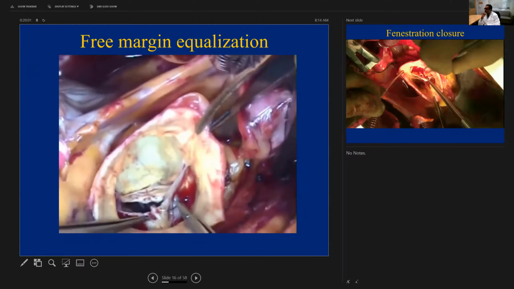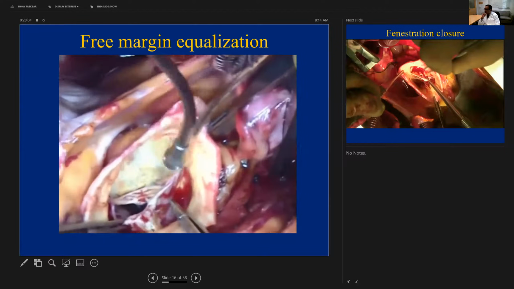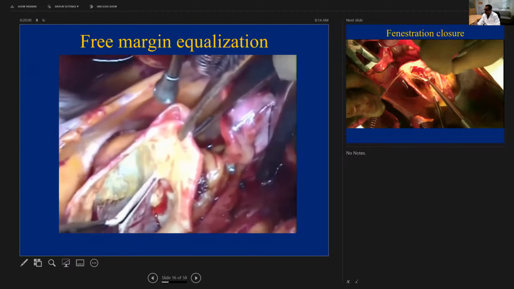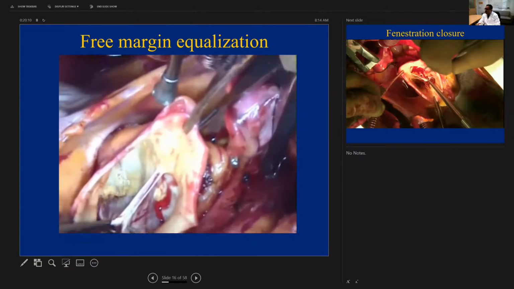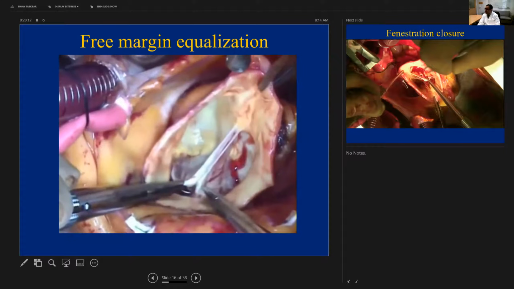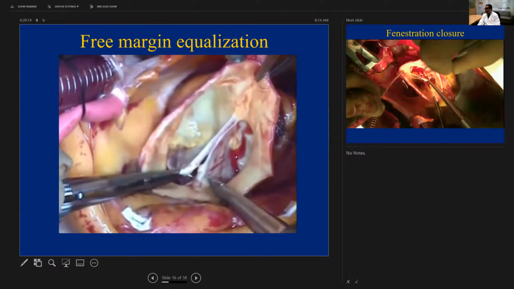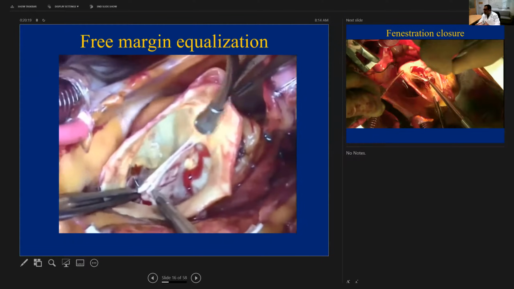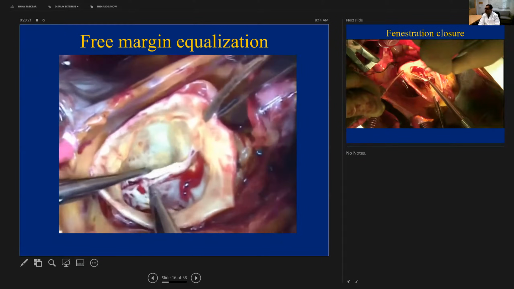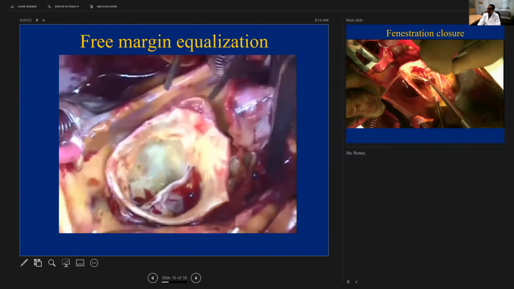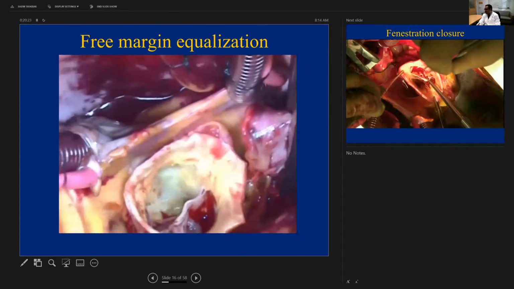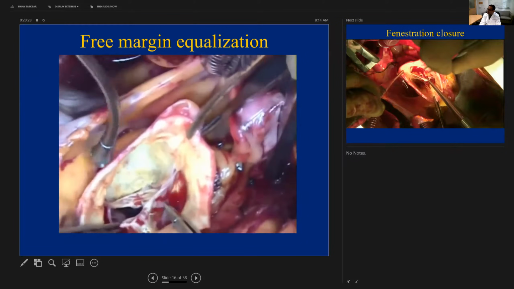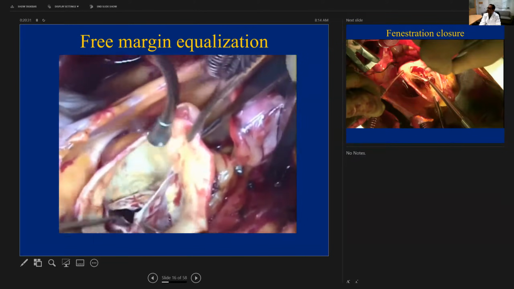Here's a simple thing where I'm showing how we achieve what we look for, free margin equalization. The first thing we do, if we address all the aspects of the primary repair, is make sure that the leaflet lengths across the coaptation zone are equally matched. That is very important to achieve ideal coaptation across the entire plane and to make sure that there's durability. So the first thing we do, these are just 5-O Prolene stay sutures that we place to make sure that the margins are equal across the entire zone.